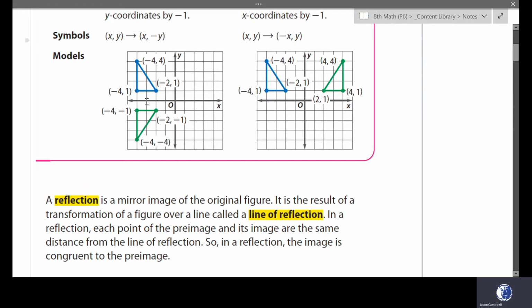So see in this first example, our blue triangle is one space above the x-axis. So when we make the green triangle, we make it one space below the x-axis. Same thing with this point up here. It's 4 units above the axis. So when we flip it, we have to put the matching point 4 units below the axis. Same thing if you're doing left to right. If this point is 2 units over here, then its matching point needs to be 2 units over here.